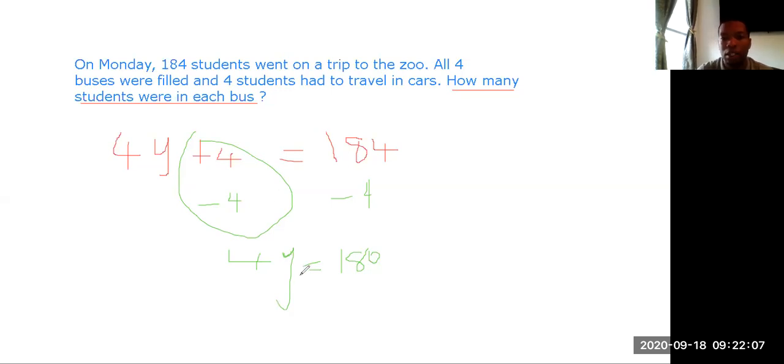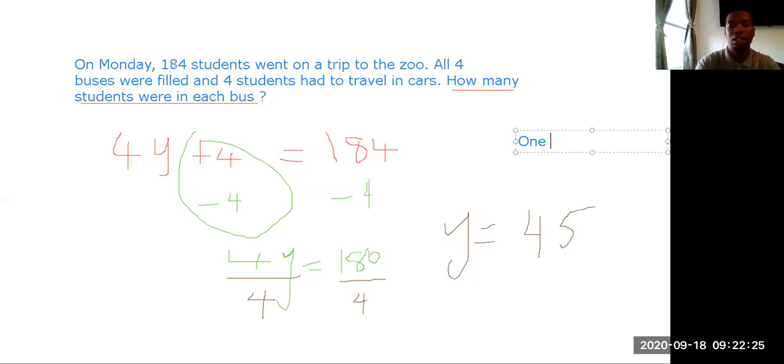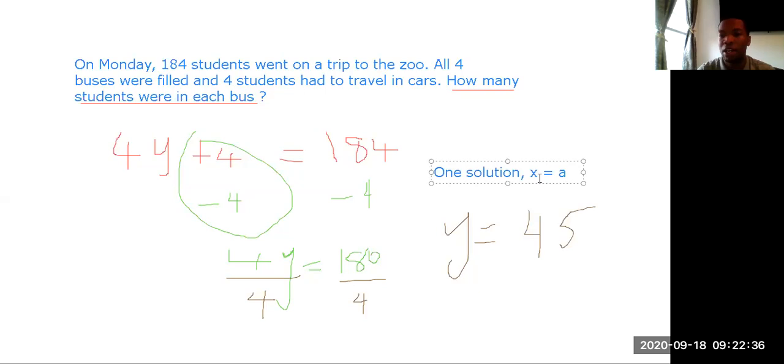Right? The next part is the multiplicative inverse. So we divide by 4. So y is equal to 45. When you do the division, it will equal out to 45. And like the other ones, all these questions that we've done so far, they have one solution because they're all x equals a. A representing, in this case, it's y equals a because it's a y value. And then a representing the 45.